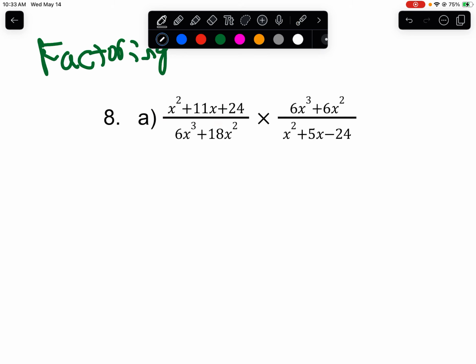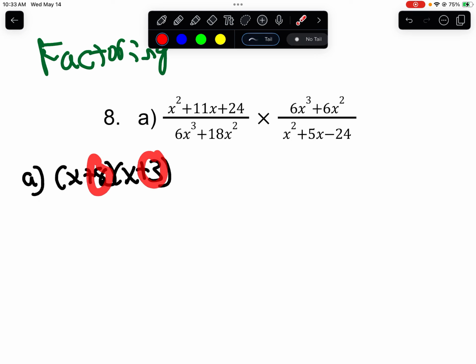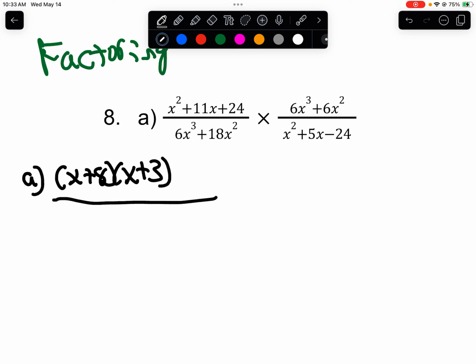So I'm going to rewrite the top fraction on A as x plus 8, x plus 3. Again, you can check. 8 times 3 is 24. 8 plus 3 is 11. Then on bottom, well, all you can do is GCF. You can factor out 6x squared. So that's going to be 6x squared. And that's going to leave you with an x plus 3.